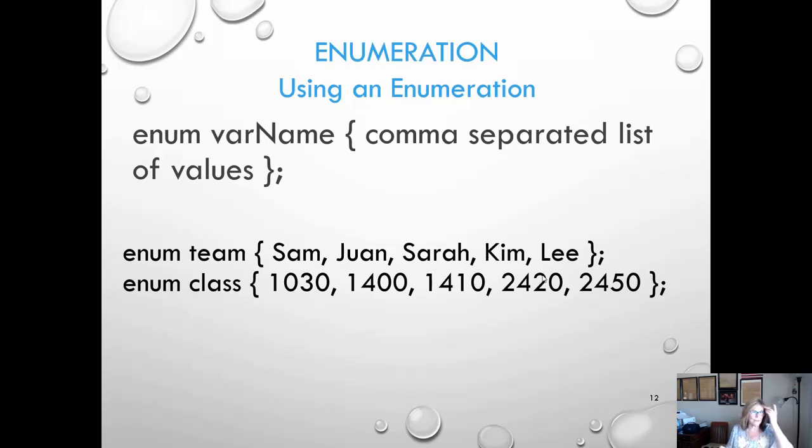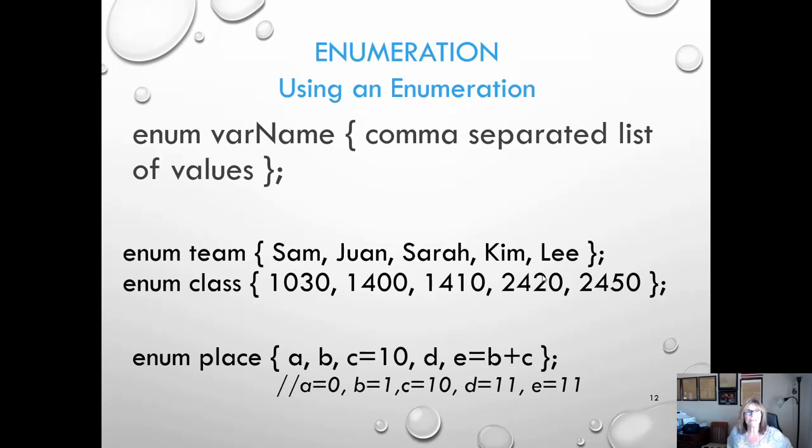I am going to create another enum called class. This is obviously integer data types, but these are actually integral constants. And so this is what it looks like if I wanted to give each one of those an index value. So for right now, Sam would have an index or a value of 0, Juan would be 1, Sarah would be 2, and so on and so forth. And the same as 1030. If I were to access 1030, its value or its index would be 0. 1400, its value would be 1 as we move through the values.